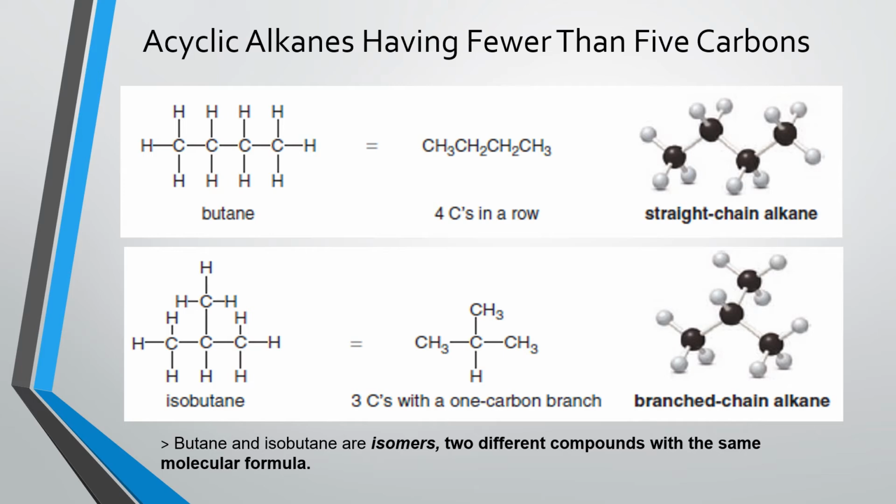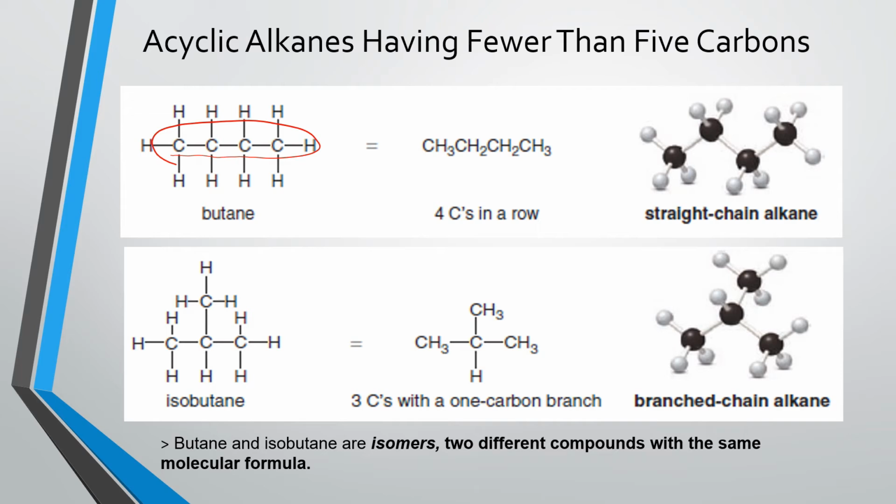Kaya lang, as we move further, pag nagdadagdag pa tayo ng more carbon atoms in our alkane structure, let's say for the case of butane, meron na tayong 4 na carbon atom. So, pwede natin siyang i-draw in a different way, di ba? Pero they would have the same molecular formula, di ba? Yung nabanggit ko kanina, na they have 4 carbon atoms and then 10 hydrogen atoms in the structure.